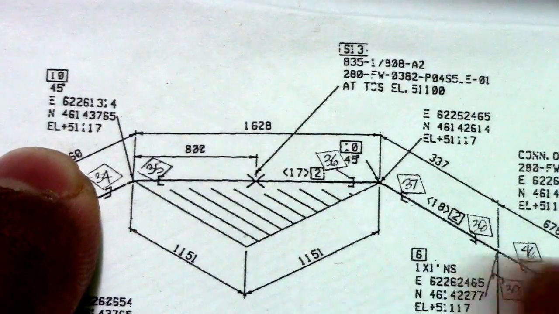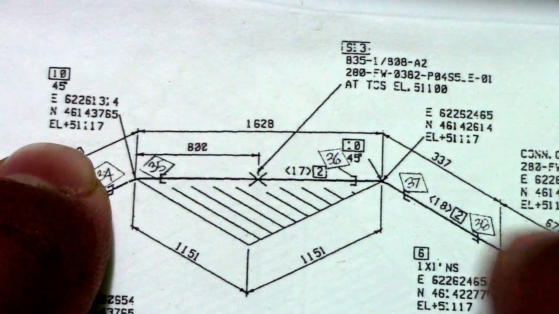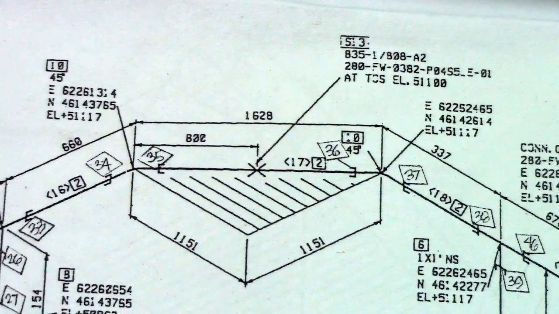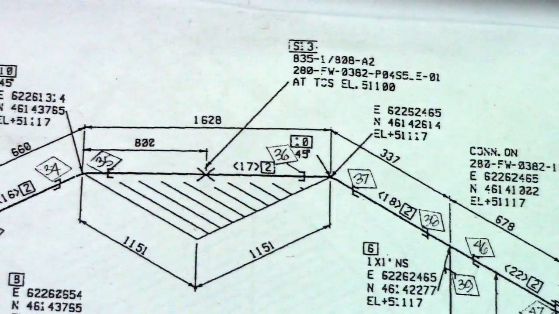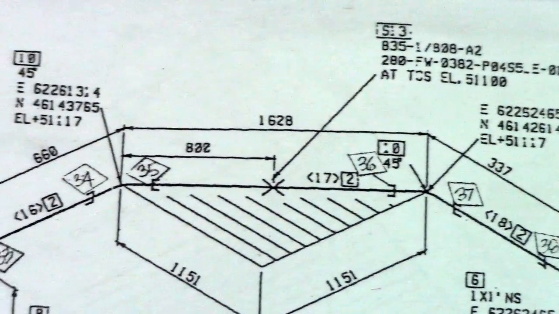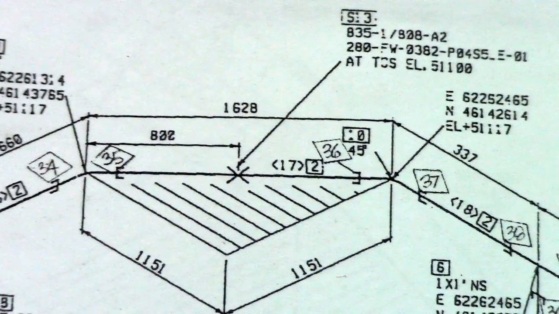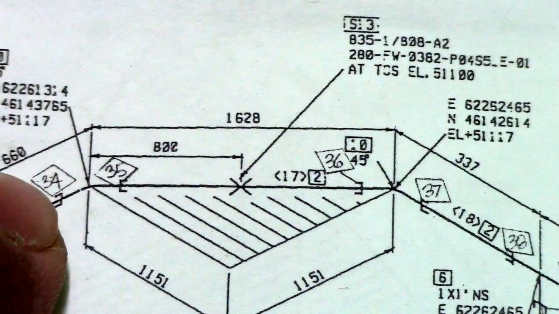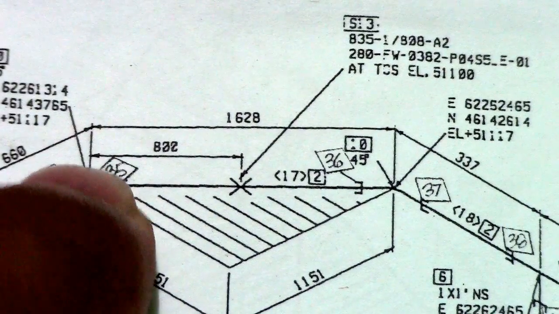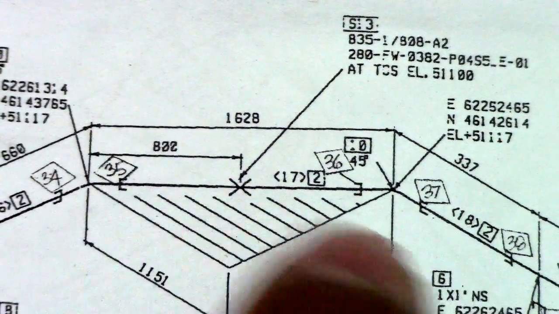This is elevation 5, 1, 1, 7, and another one is 5, 1, 1, 0. Okay, here is 5, 1, 1, 7, and the other one is 5, 1, 1. It means this also has a slope. Okay, going here, the slope.